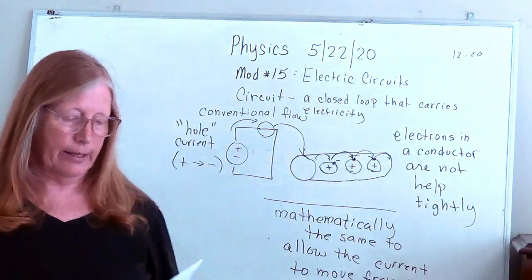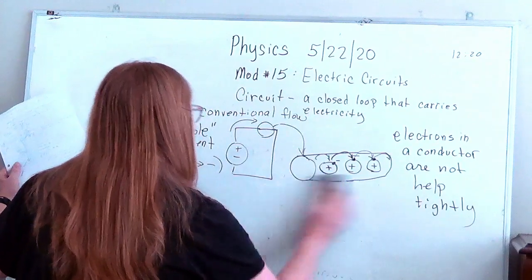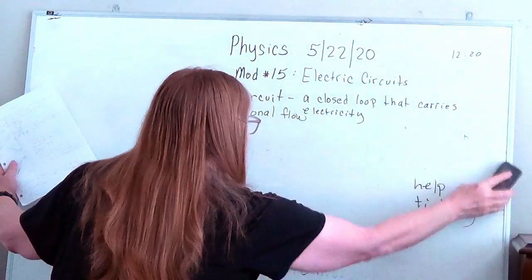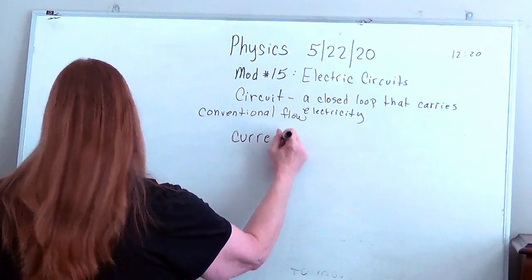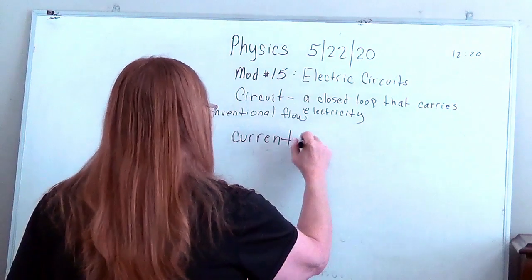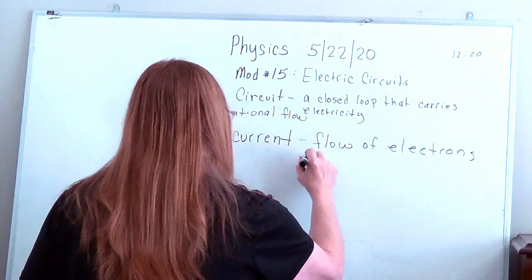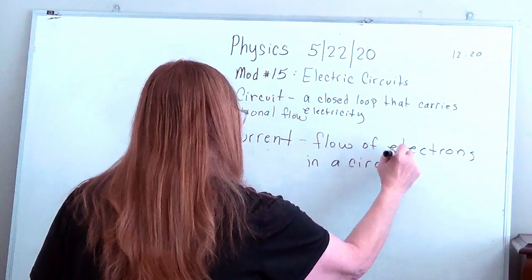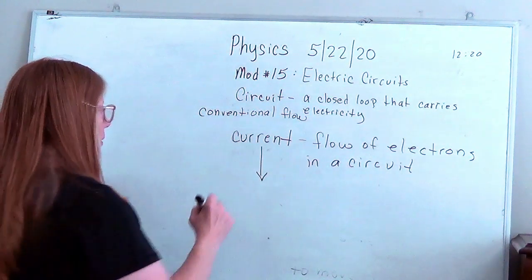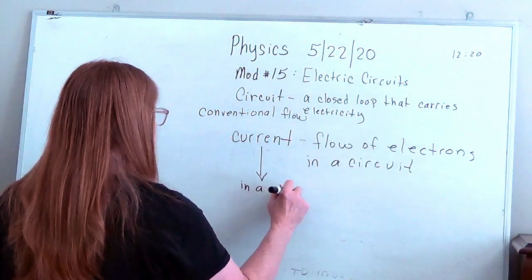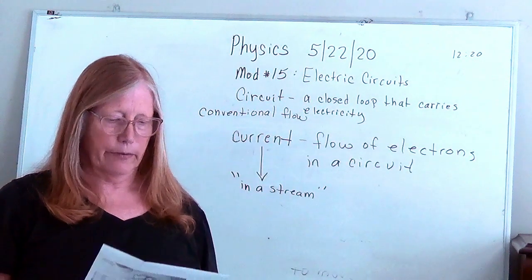All right, let me just end with one more discussion, we'll define current, because I have the word right there, so I don't want you to be left hanging with that. The word current, we'll end with that today. So current is the flow of electrons in a circuit. It's like thinking of current in a stream. Like current in a stream is a good way to think about it. The electrons flow through the circuit like water flows through a stream.